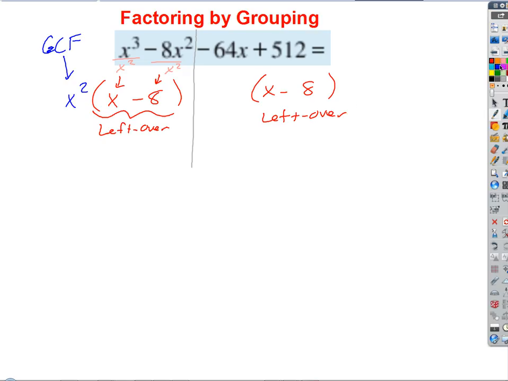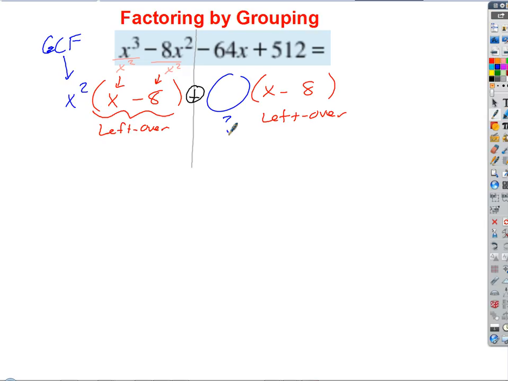All right, so the question is, I'm going to put a plus sign in between here because I've really got first group plus second group. Okay, and they're separated by a plus, right? First two go together, second two go together. My question is, is there a number that I could factor out of the second group that would leave me with x minus 8? We don't know, but we will see, right?